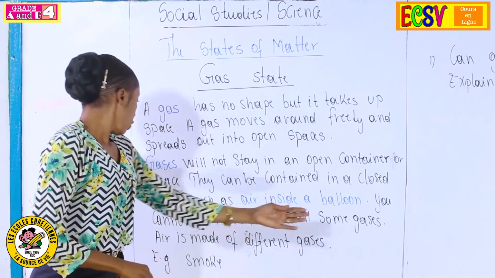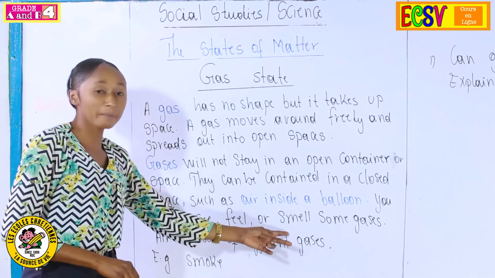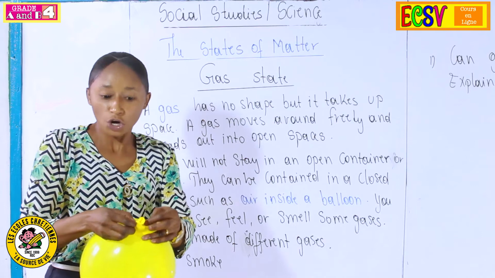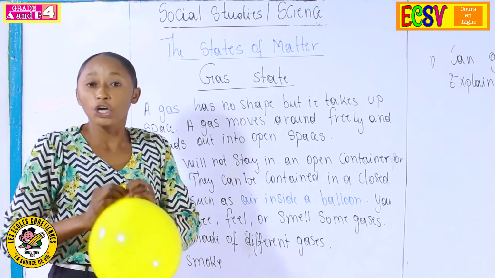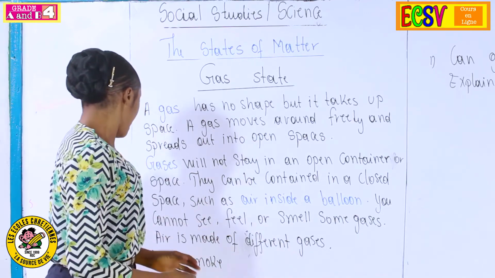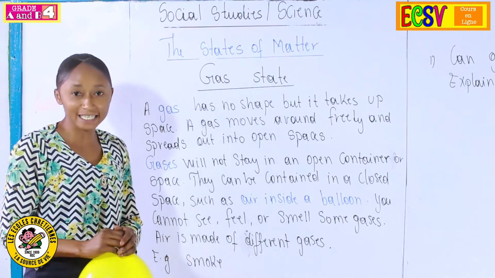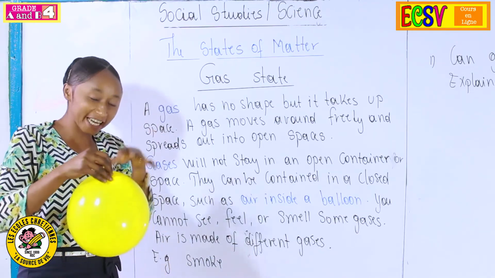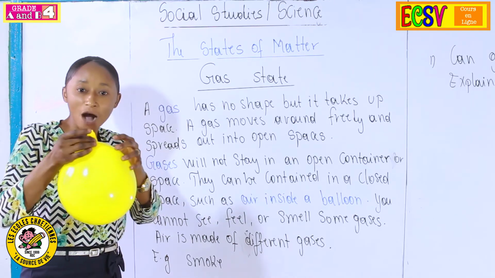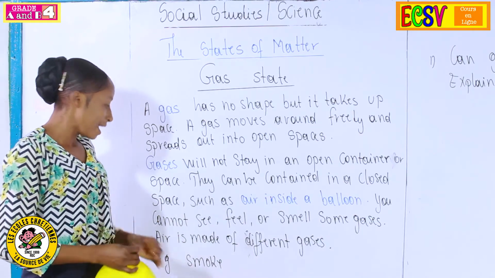Now, you cannot see, feel, or smell some gases, like the gas inside this balloon. You can't see it, you can't smell it or feel it. Air is made of different gases. As I told you, which kind of gas is inside here? It is air, and air comes outside. We can't see it.